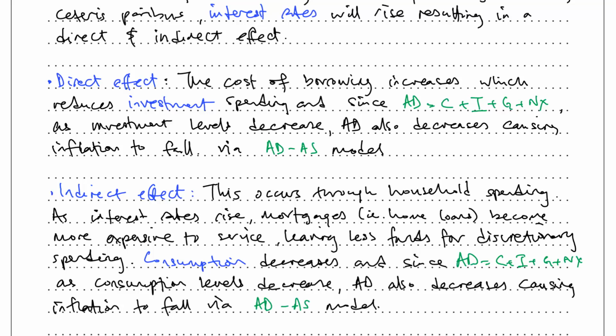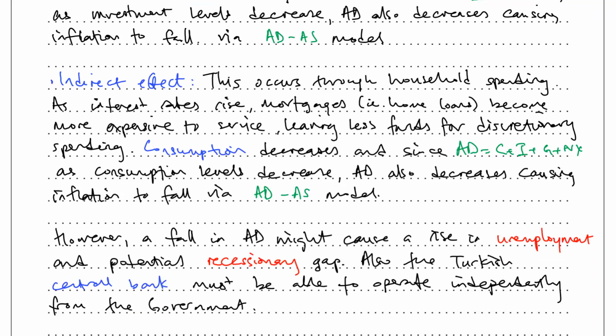Now, if you were to end it here, I think that's sufficient. I think that's showing quite a high level of understanding. But if you just want to kick an extra goal, if you want to show off a little bit more, you can also mention some of the limitations of this approach. So what are some of the potential problems of using this contraction monetary policy? So here I've said, however, a fall in aggregate demand might cause a rise in unemployment and potential recessionary gap. Also, the Turkish central bank must be able to operate independently from the government.